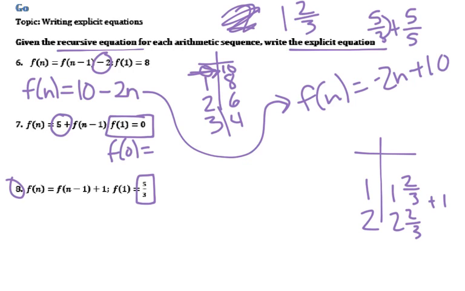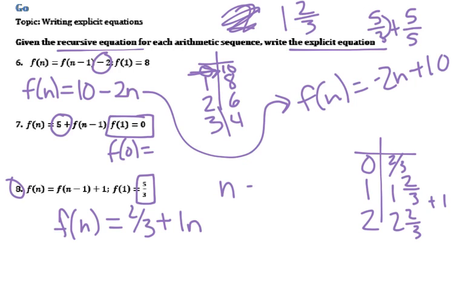So, to go backwards, we'd just be at 2/3, because we would be taking away that one. So, then we go f of n equals our starting number, 2/3, plus our growth, 1 times n. Or, n plus 2/3. Alright, there we go.